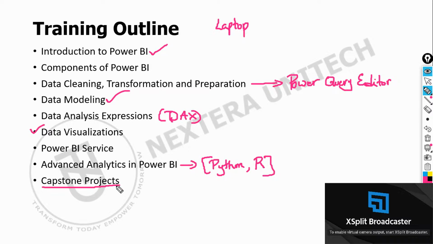So the projects that we are going to do will include all these steps. You'll get the raw data from the client, right? So when you get the raw data from the client, how will this raw data finally be converted to visualizations?